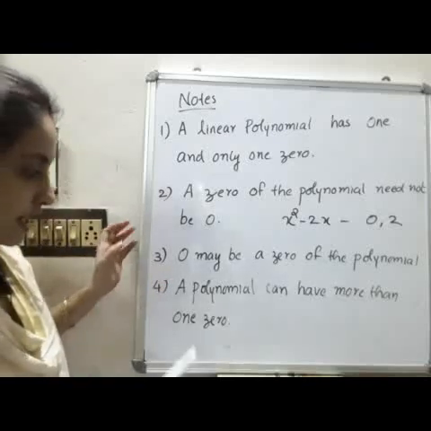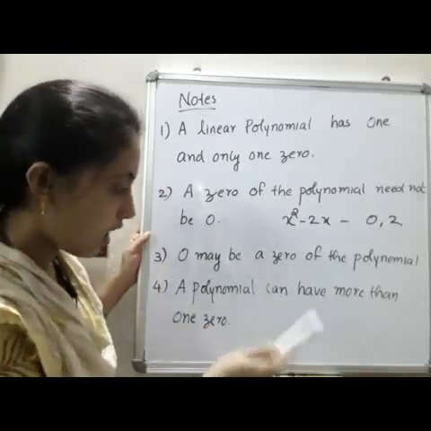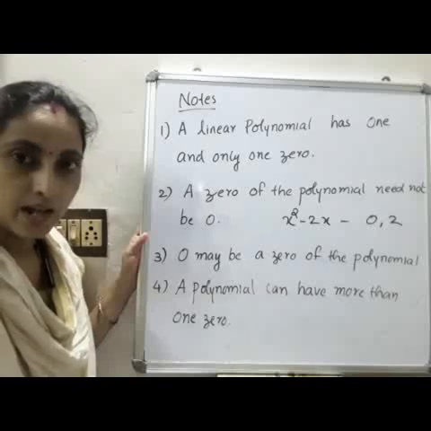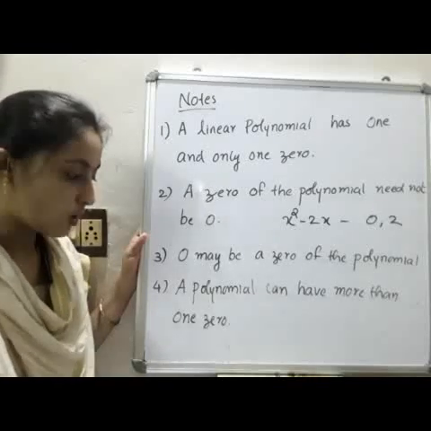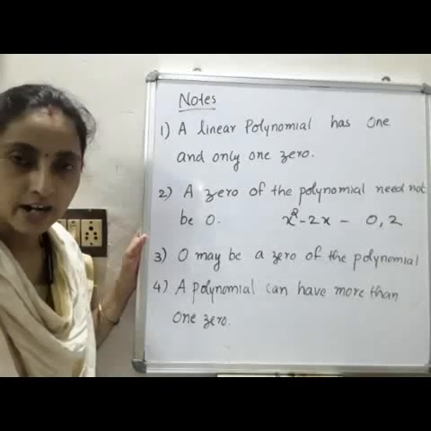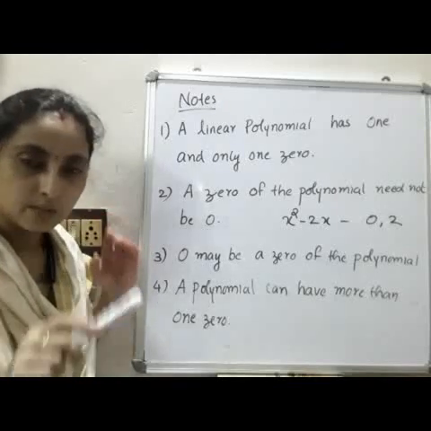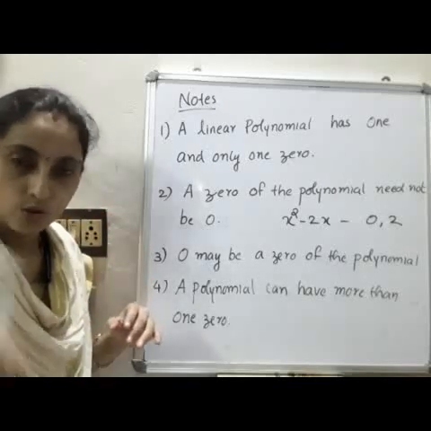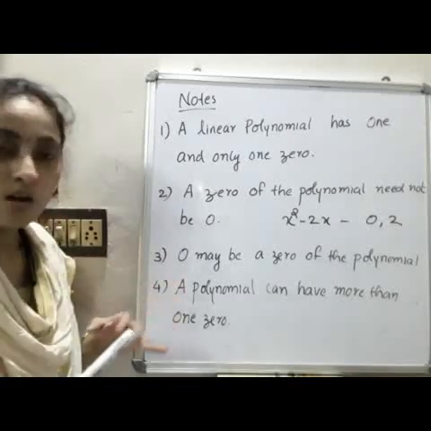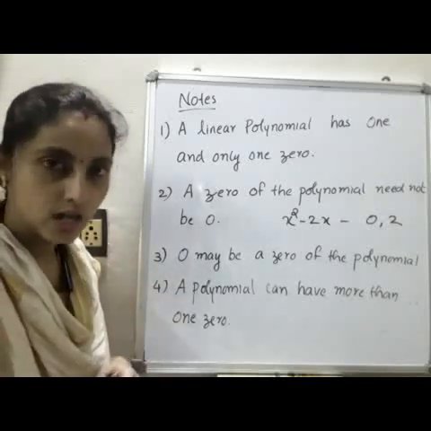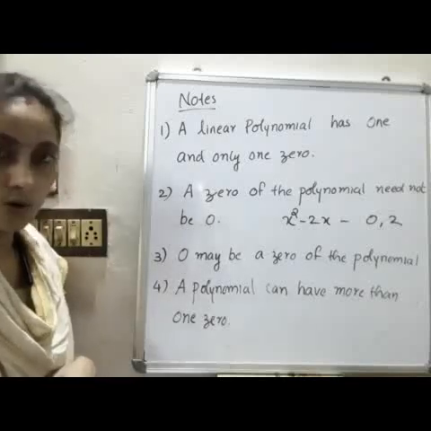Then the next one is: a polynomial can have more than one zero. How will you identify that? By identifying the degree of the polynomial, we can find whether the polynomial has 1 zero, 2 zeros or 3 zeros, according to the degree of the polynomial.